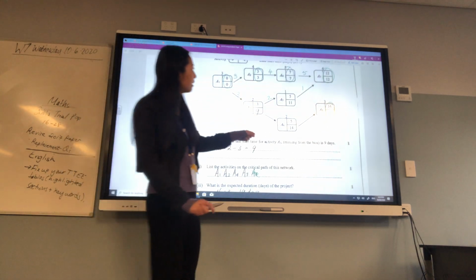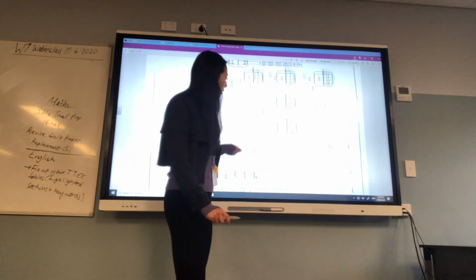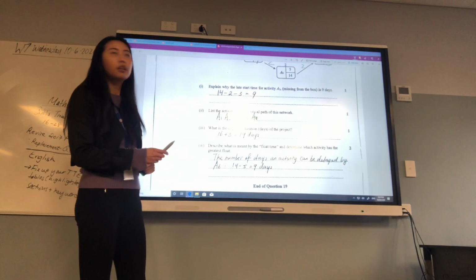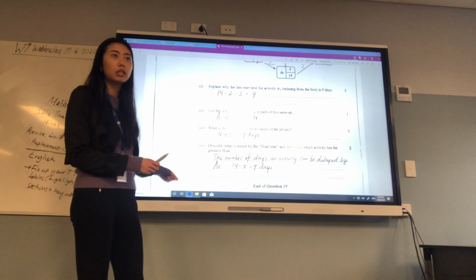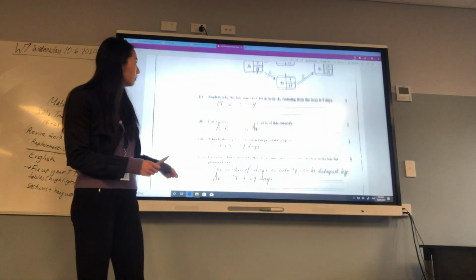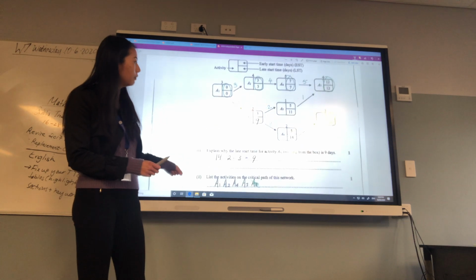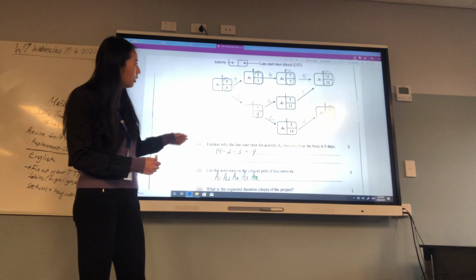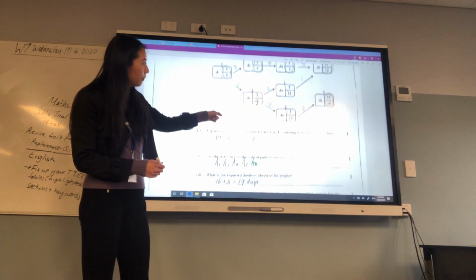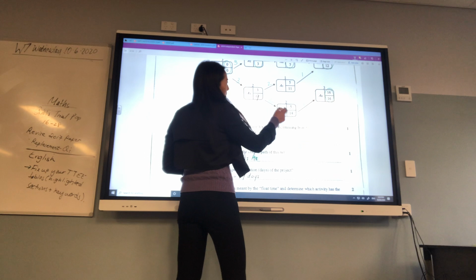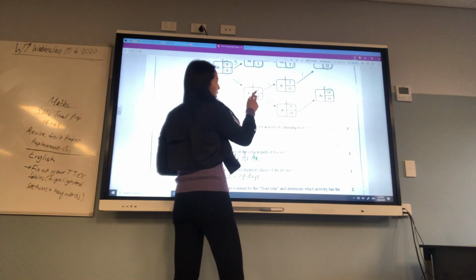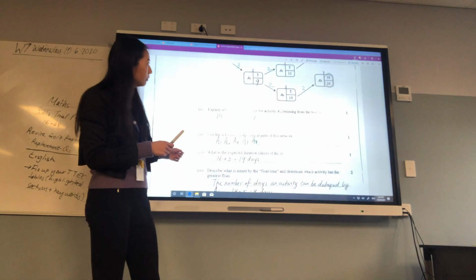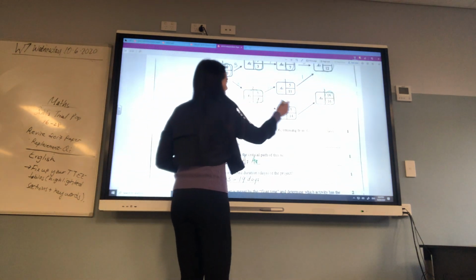And for A6, so A6 is here. Its latest starting time is 14, early starting time is 5. You just have to minus them. 14 minus 5. What's the latest starting time for activity A3? It's 9. That's because you do 14 minus 2 minus 3. So it's from these two things.